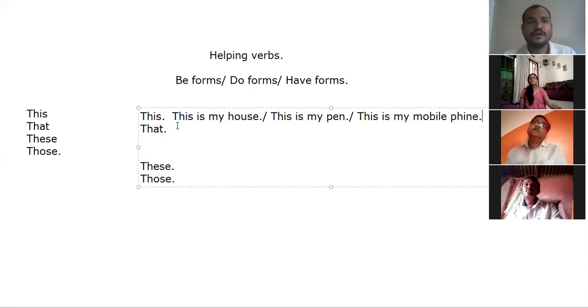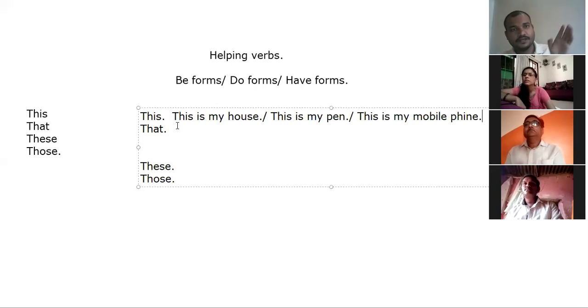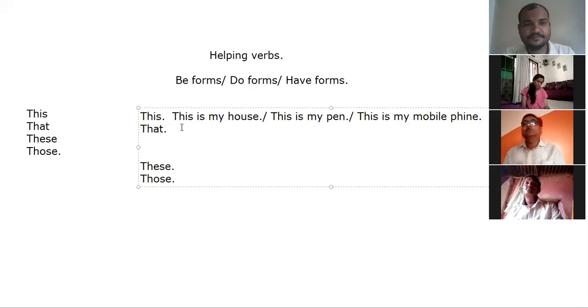Let me tell you exactly what is meant by this. For example, are you able to see my mobile phone on the screen? So this is my mobile phone. It's near to me. If something is far away, then that is my house. This is my house. That is my house.